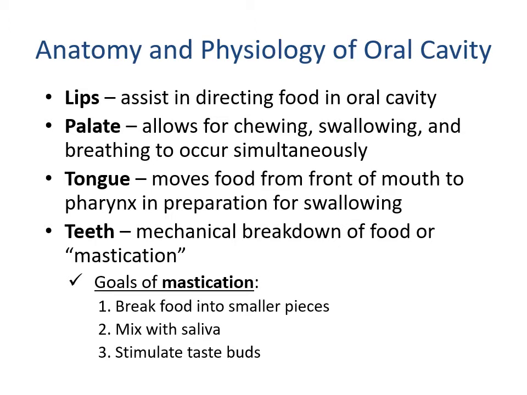So looking at the anatomy and the physiology of the oral cavity, you have the lips, which assist in directing food in the oral cavity. You have the palate, which allows for chewing, swallowing, and breathing to occur simultaneously, so that's the roof of your mouth. You have the tongue, which moves food from the front of the mouth to the pharynx in preparation for swallowing. And again, we obviously have the teeth, which allow for mechanical breakdown of food through mastication. With mastication, our goals are to break food into smaller pieces, mix the food with saliva, and stimulate the taste buds.